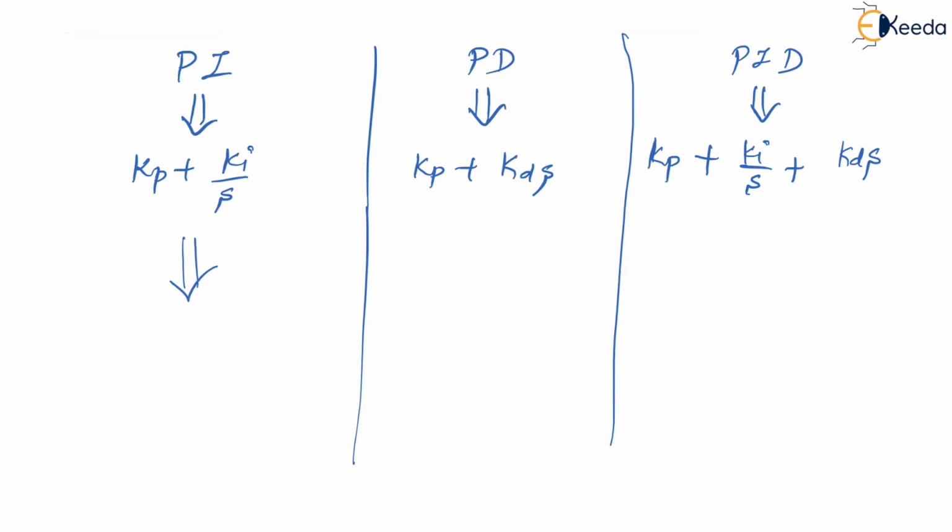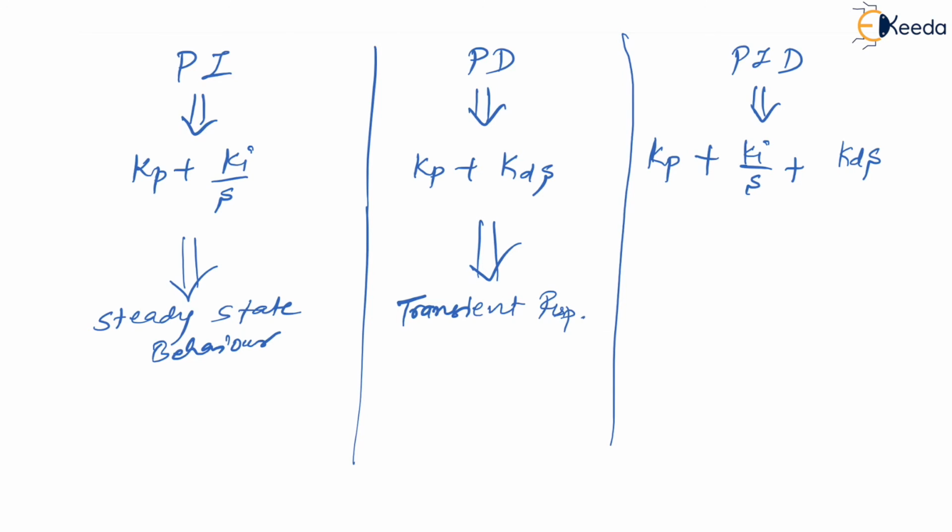Now, if you think of this PI, it is integral. We have seen that the integral controller is going to decrease the error, which means definitely it is going to improve the steady state behavior. Now, if you think of PD, what is PD? PD will improve the transient response. We have seen transient behavior. Then, if you think of PID, what will happen? PID will improve both transient and steady state behavior, both.